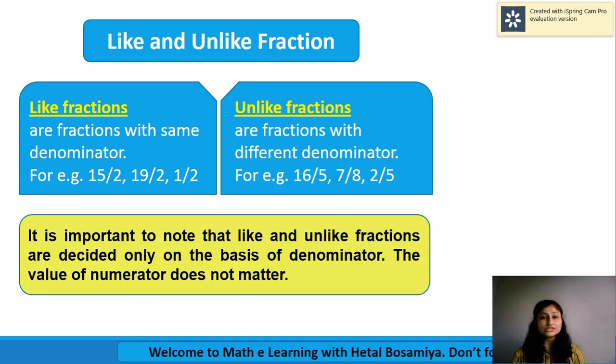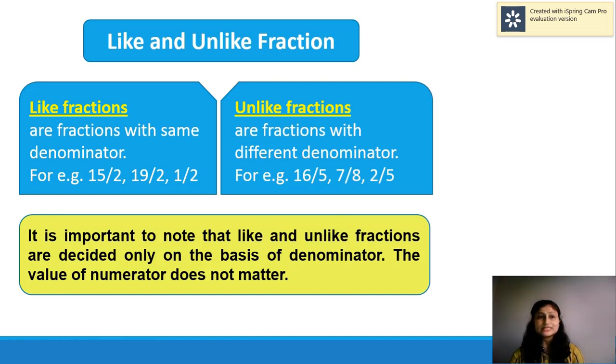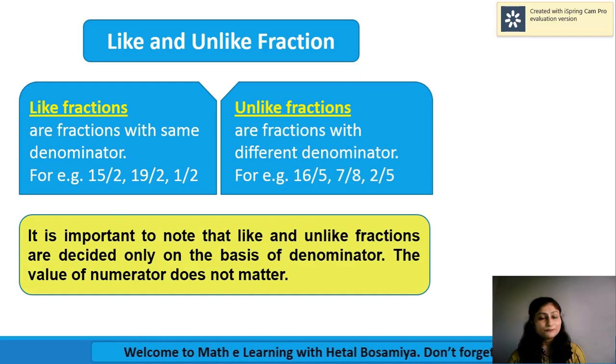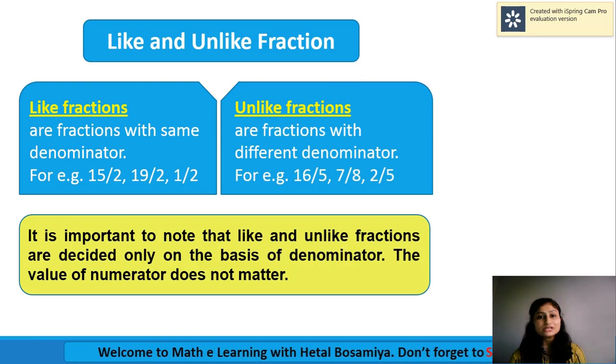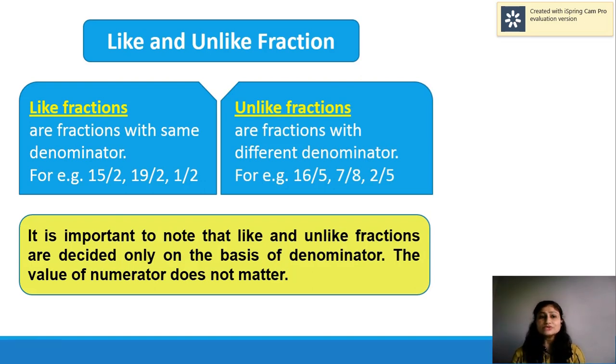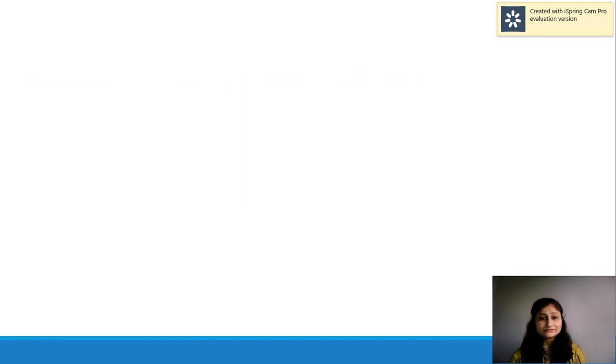One more thing that you have to learn is that it is important to note that like and unlike fractions are decided only on the basis of the denominator. That means you have to check whether the denominators are the same or not. If they are the same, then they are called like fractions. If they are not the same, then they are called unlike fractions. So the value of the numerator does not matter here.